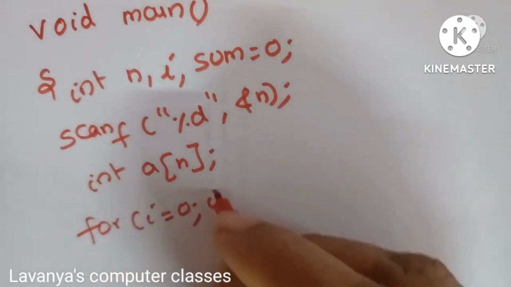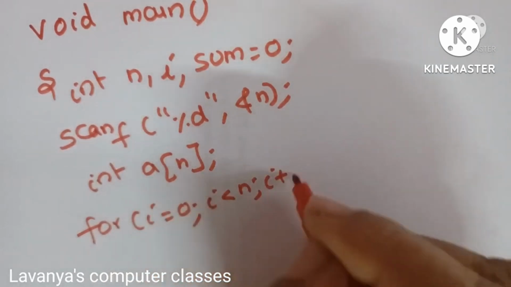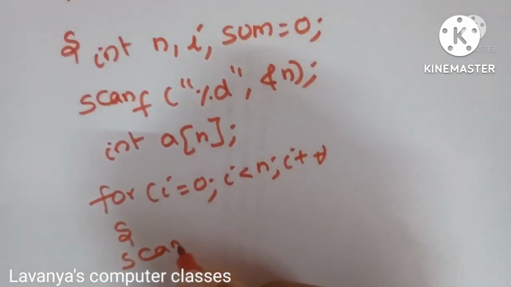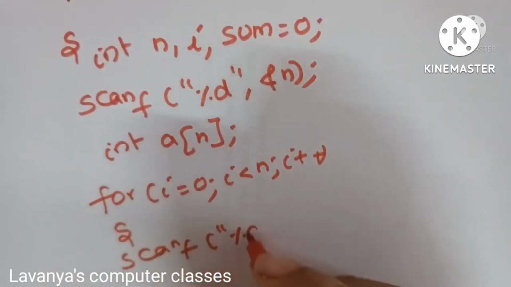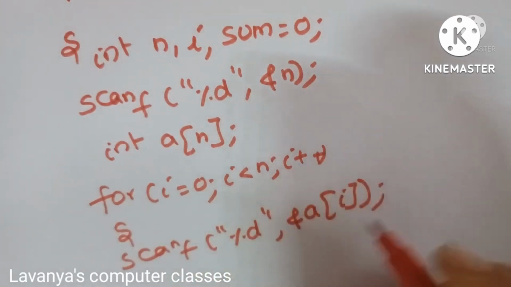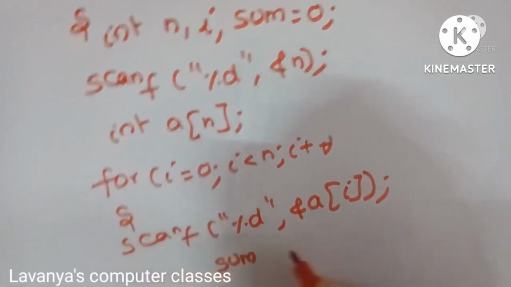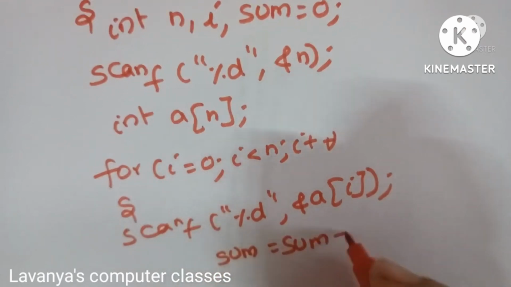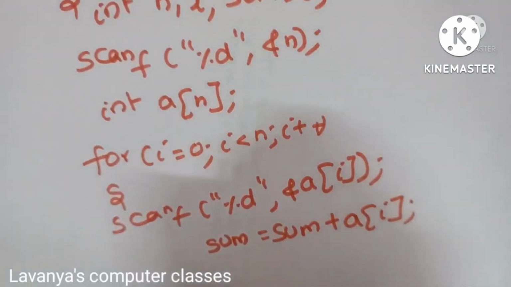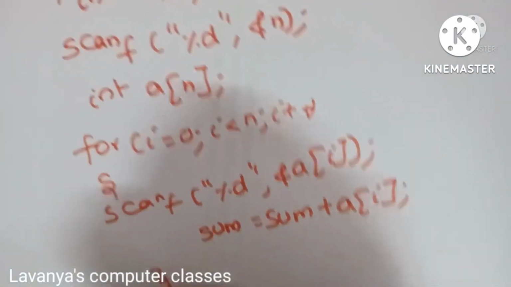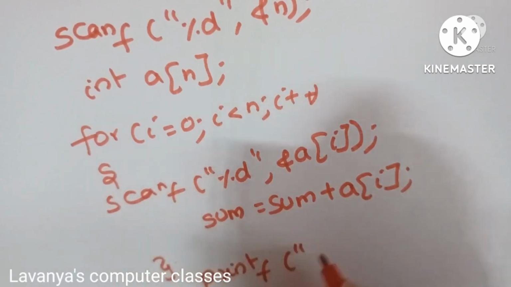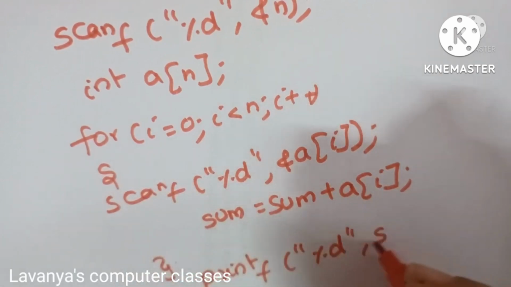For i equal to 0, i less than n, i plus plus, a simple loop. Then I will read array elements: scanf %d &a of i. Then sum equal to sum plus a of i. That means the sum of all the elements in the array. This is the program for the sum of all the elements in the array. After the loop is completed, I want to print the value, printf sum. So this is the program.